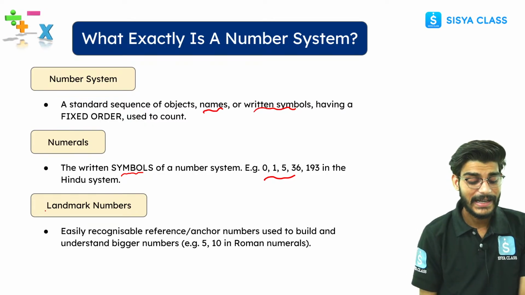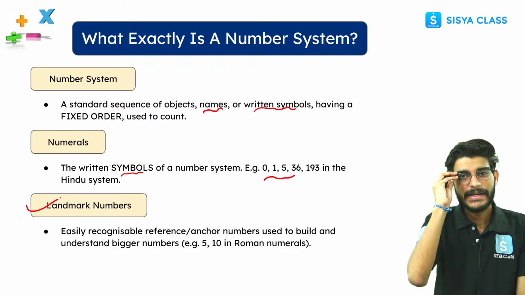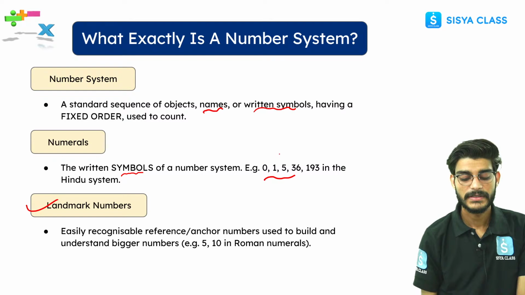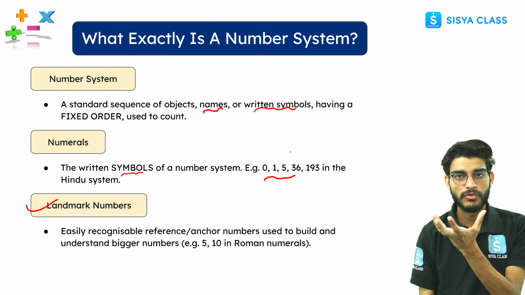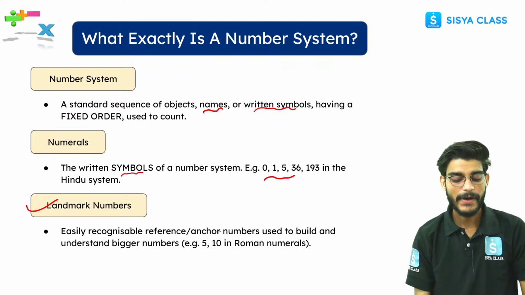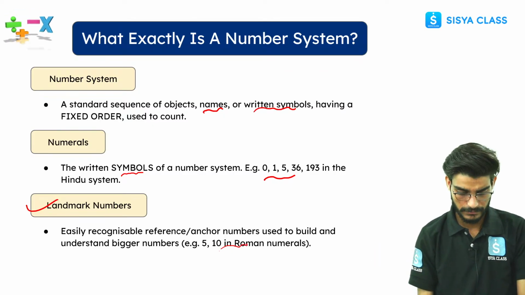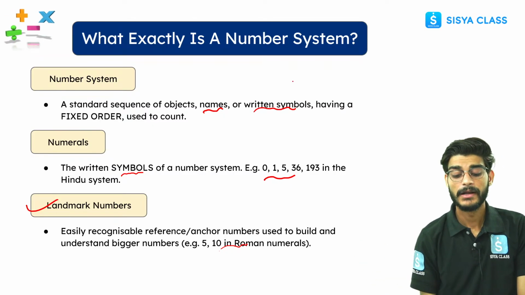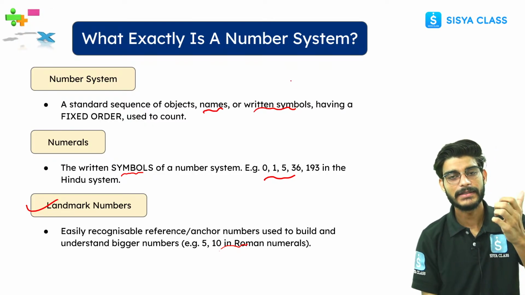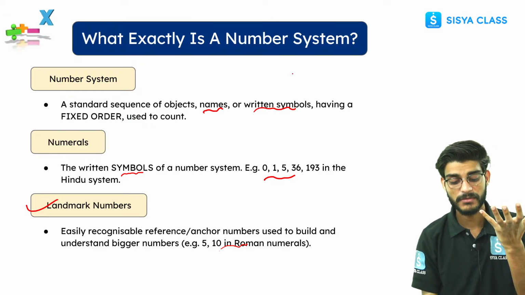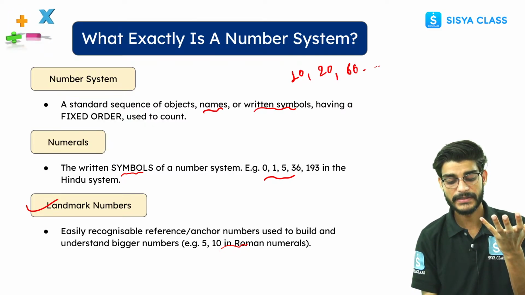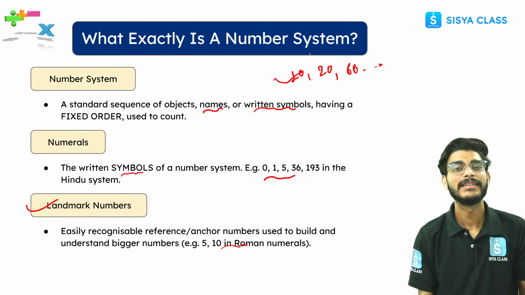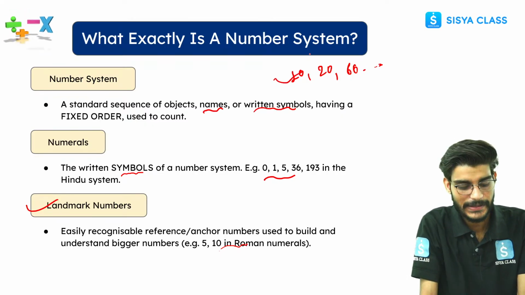Now next is the landmark numbers. This is a definition that you should know first of all. Landmark numbers are like some base that is taken to count all the numbers, like 5, 10. To count any numbers, the base that was chosen first, like most of the bases are like 10, 20, 60, all these are bases, right? So these are called the landmark numbers. Clear?